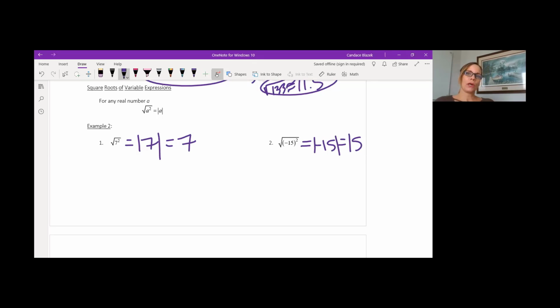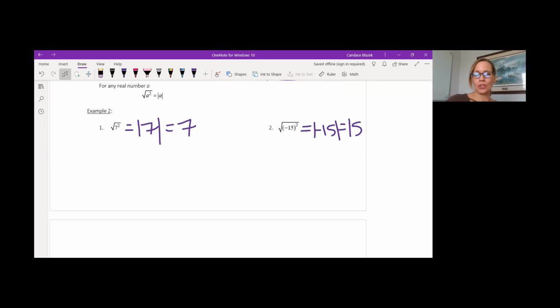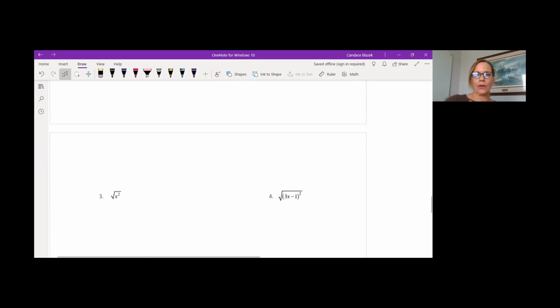What we're doing is we're squaring that negative first, which makes it positive, and then we're taking the square root. But we can say the square root of negative 15 quantity squared is the absolute value of negative 15, which equals 15. All right, so what we'll do is we're going to use that with our variables.